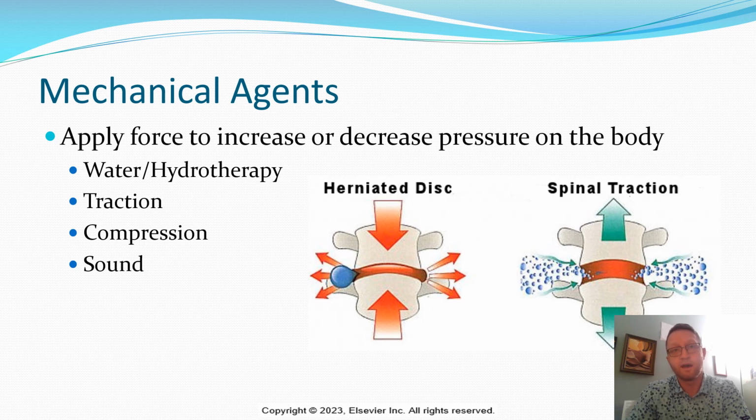Something else that's really cool that happens is that it draws in a lot of these nutrients from the surrounding area, the surrounding fluids and tissues, to help with that process of healing. So we call that nutrition to the joints if we're thinking of a joint mobilization, but we're also getting more nutrients to that disc to help the healing process accelerate or possibly start from scratch. So again, we'll talk about spinal traction in greater detail when we get to that chapter.